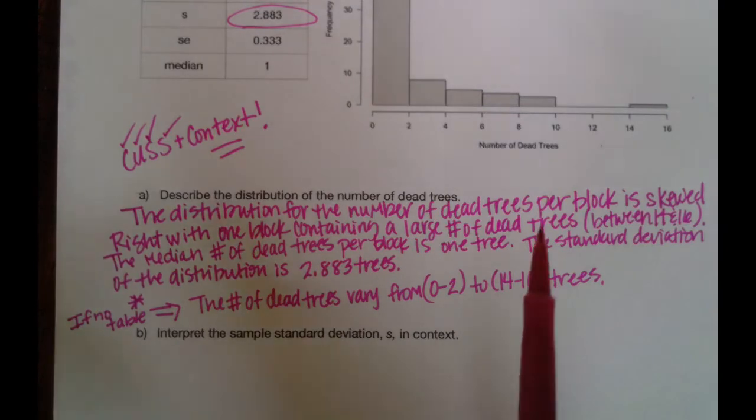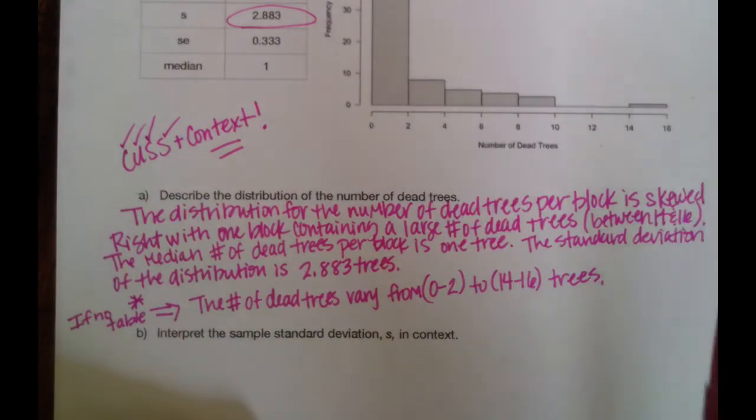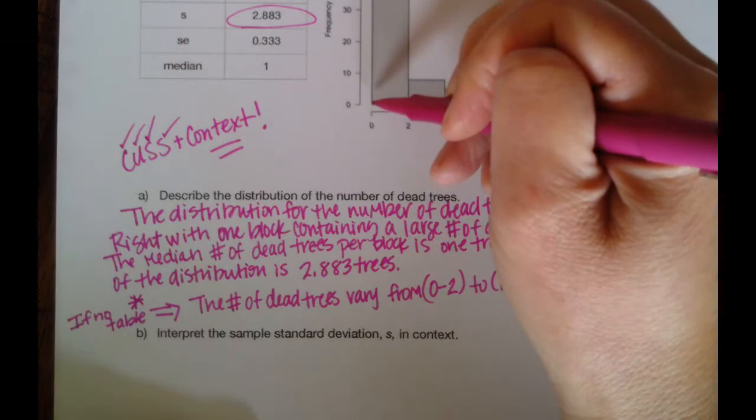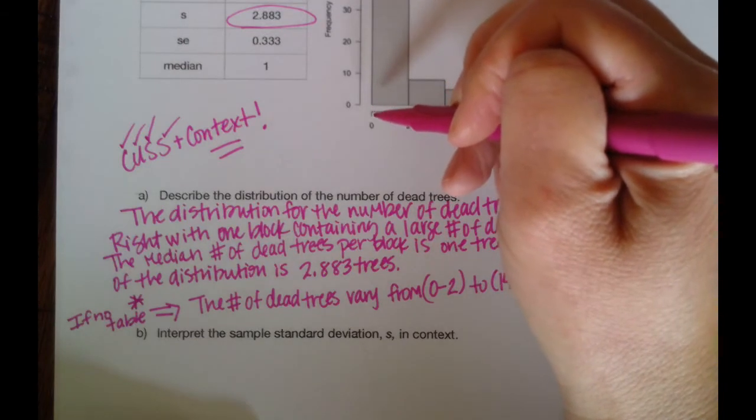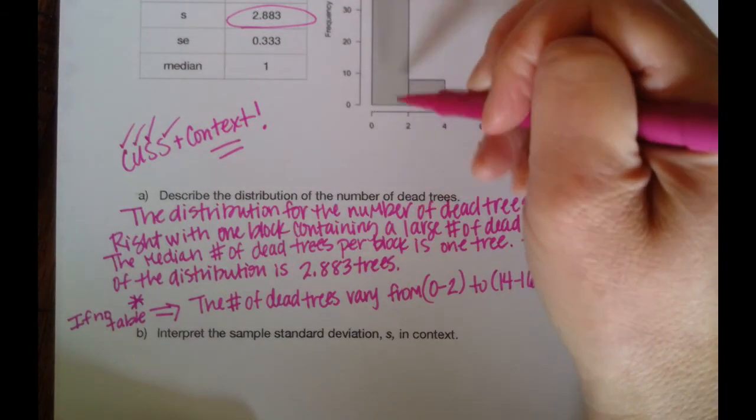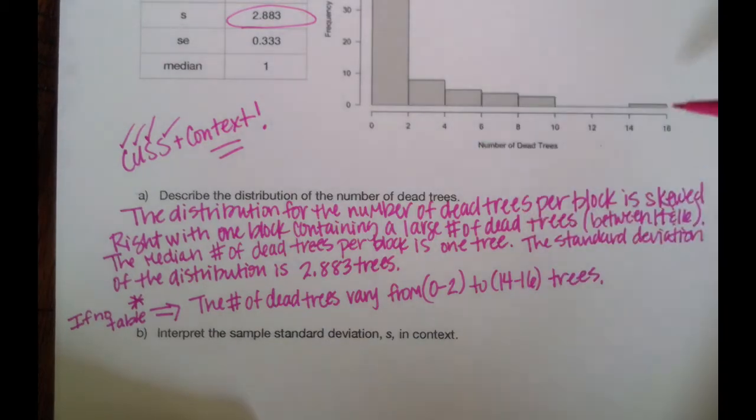Now, what I don't want you to say is from 0 to 16. Because you don't know for sure if there are any that are 0. These could all be 1. We don't know because it's a histogram. And we don't know if this is 16 trees or not, because obviously this bin is not including 16.